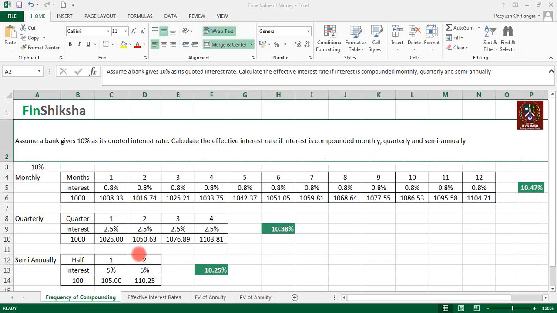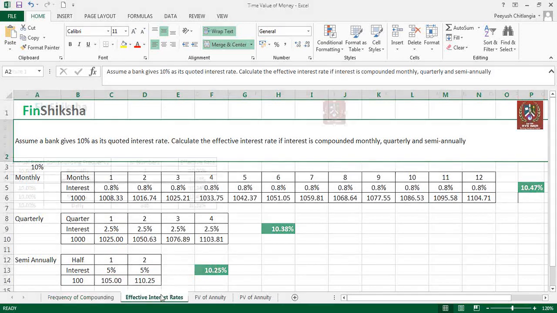Effective interest rate. If you were doing it quarterly, that would be 10% divided by 4. So 2.5, 2.5, 2.5, 2.5 every quarter. You note that you end with a number of 10.38% of return. If you do it semi-annually, you're doing 5%, 5%, and you realize that you end with a return of 10.25% at the end of the period, right?